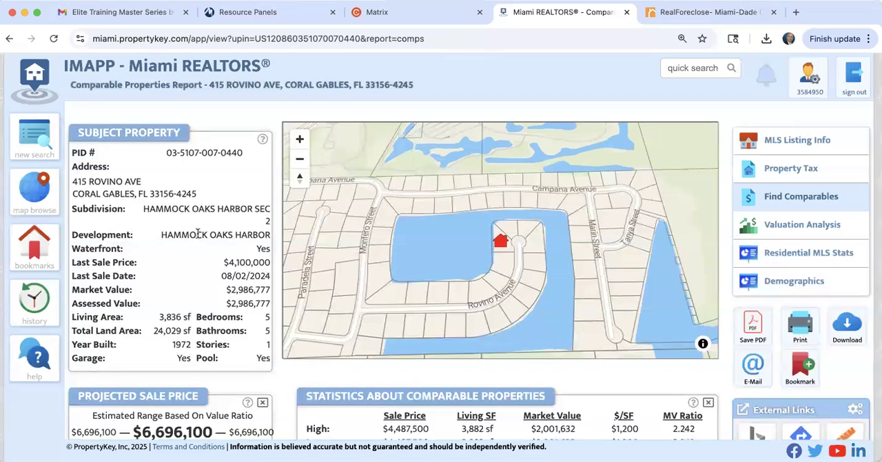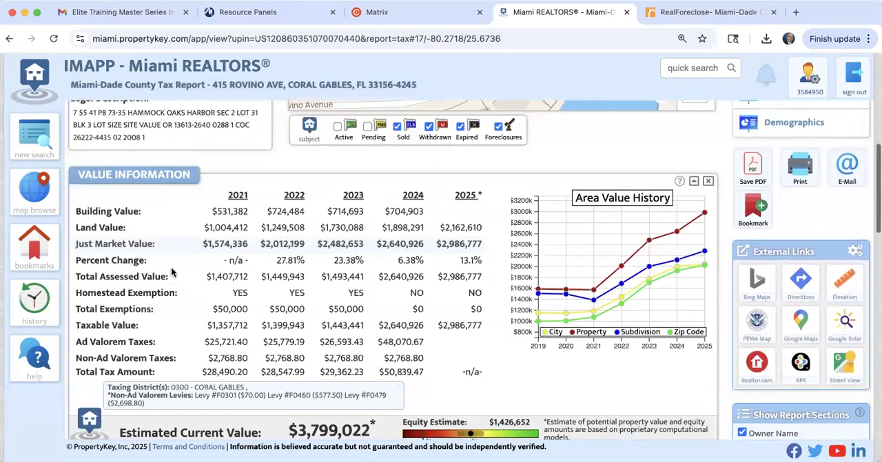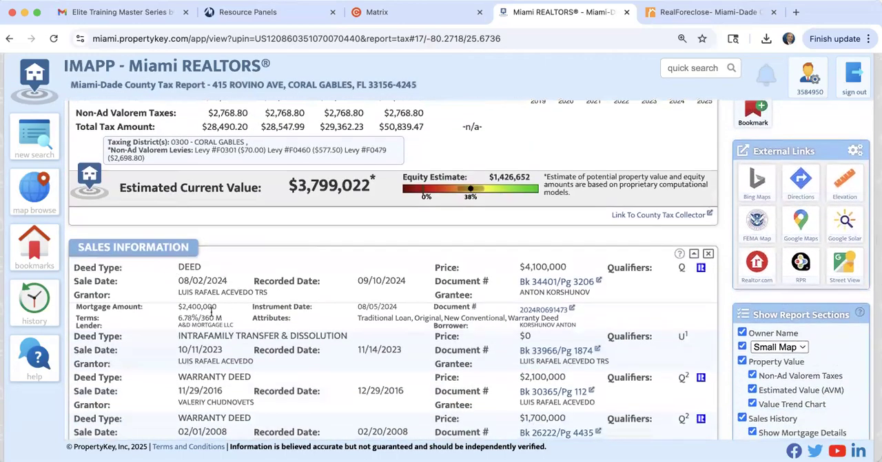When you go back to IMAP, you'll see that there is an owner right here, and there is no indication of a foreclosure. What's the indication of a foreclosure? Well, you'll see the foreclosure case number, and then if it already occurred, you would see what's called a certificate of transfer. Instead of a warranty deed, you would see a certificate of transfer. I don't see a foreclosure happening here.